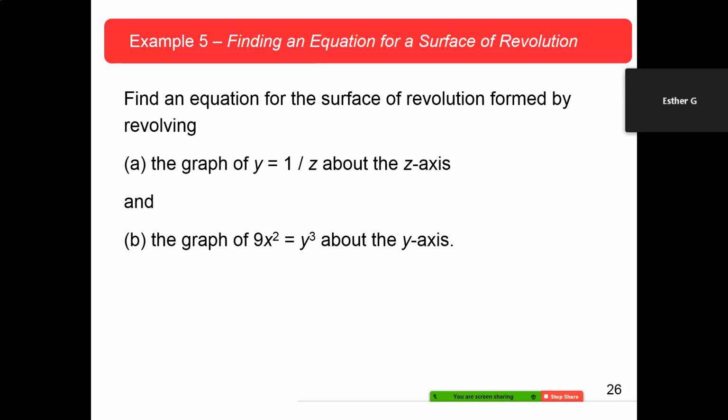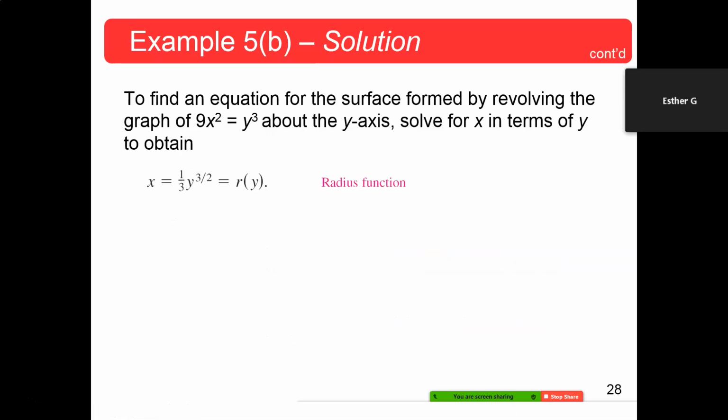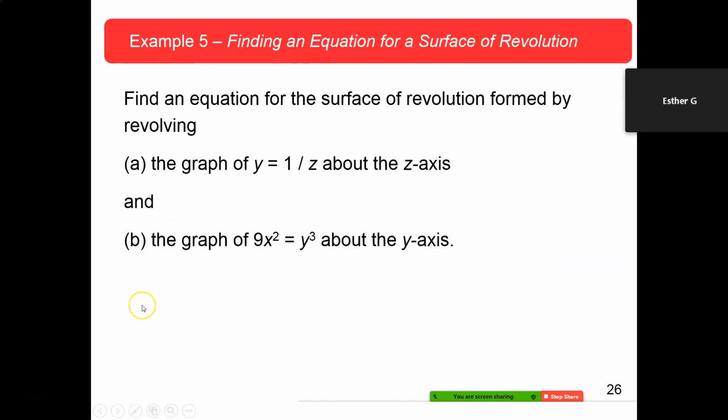Let's see how that panned out. Your radius function is 1 over z. When you're revolving around the z-axis, that would be x squared plus y squared is equal to the radius function of z squared, which would be x squared plus y squared is equal to 1 over z squared. They're just going to leave it like that. Okay, how about this one?